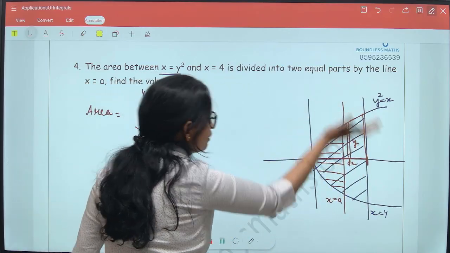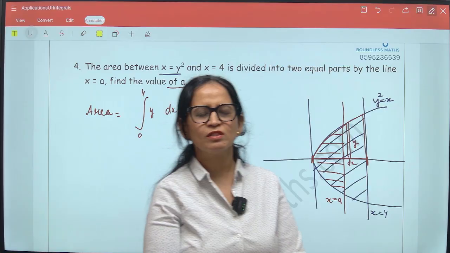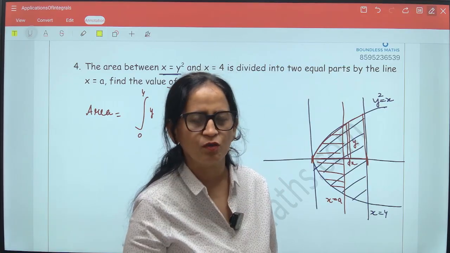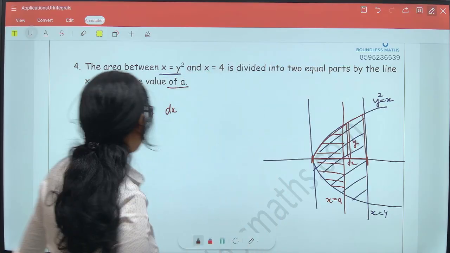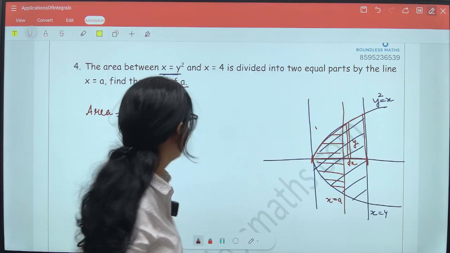double of the area in the first quadrant. So you have to read the question very carefully. You might have questions where you need to find the area only in the first quadrant. You just integrate and it is done. Now here it will be 2 here because we need this upper half also and the lower half also.